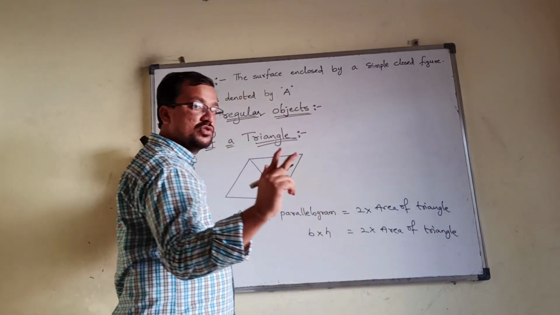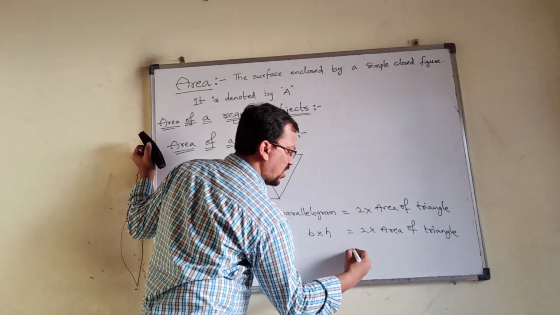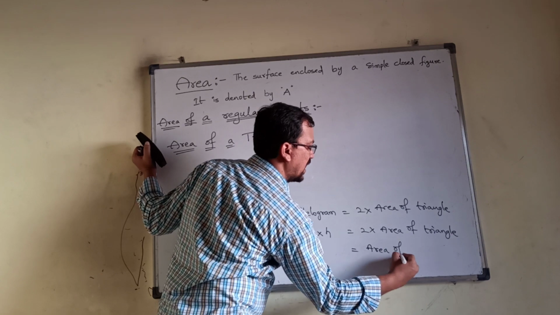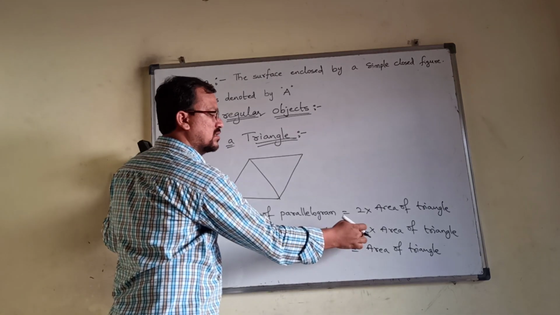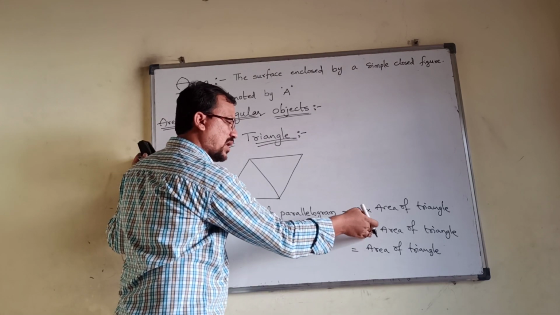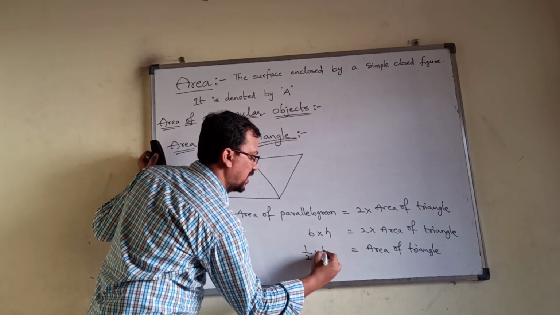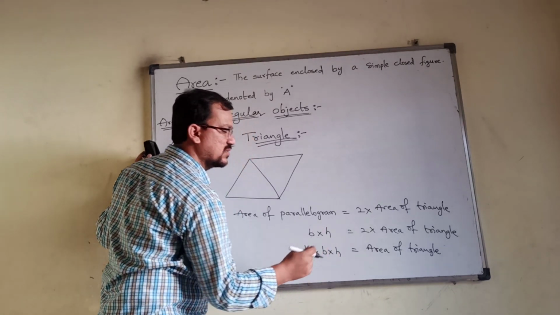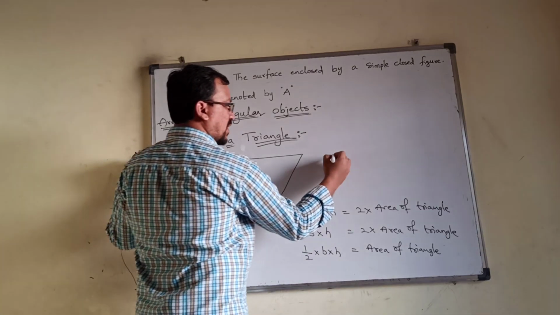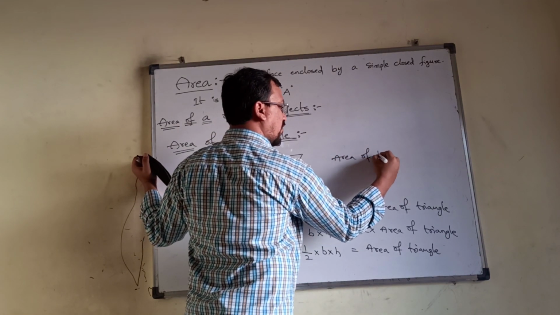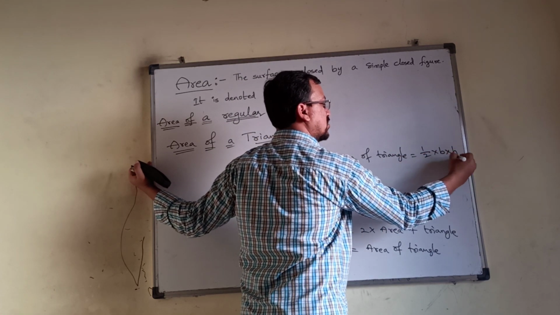2 times the area of the triangle is B into H. If you want only one triangle's area, this 2 will transpose from RHS to LHS and it becomes 1 by 2, and this B and this H will be as usual. So the area of the triangle will be taken as half into base into height.